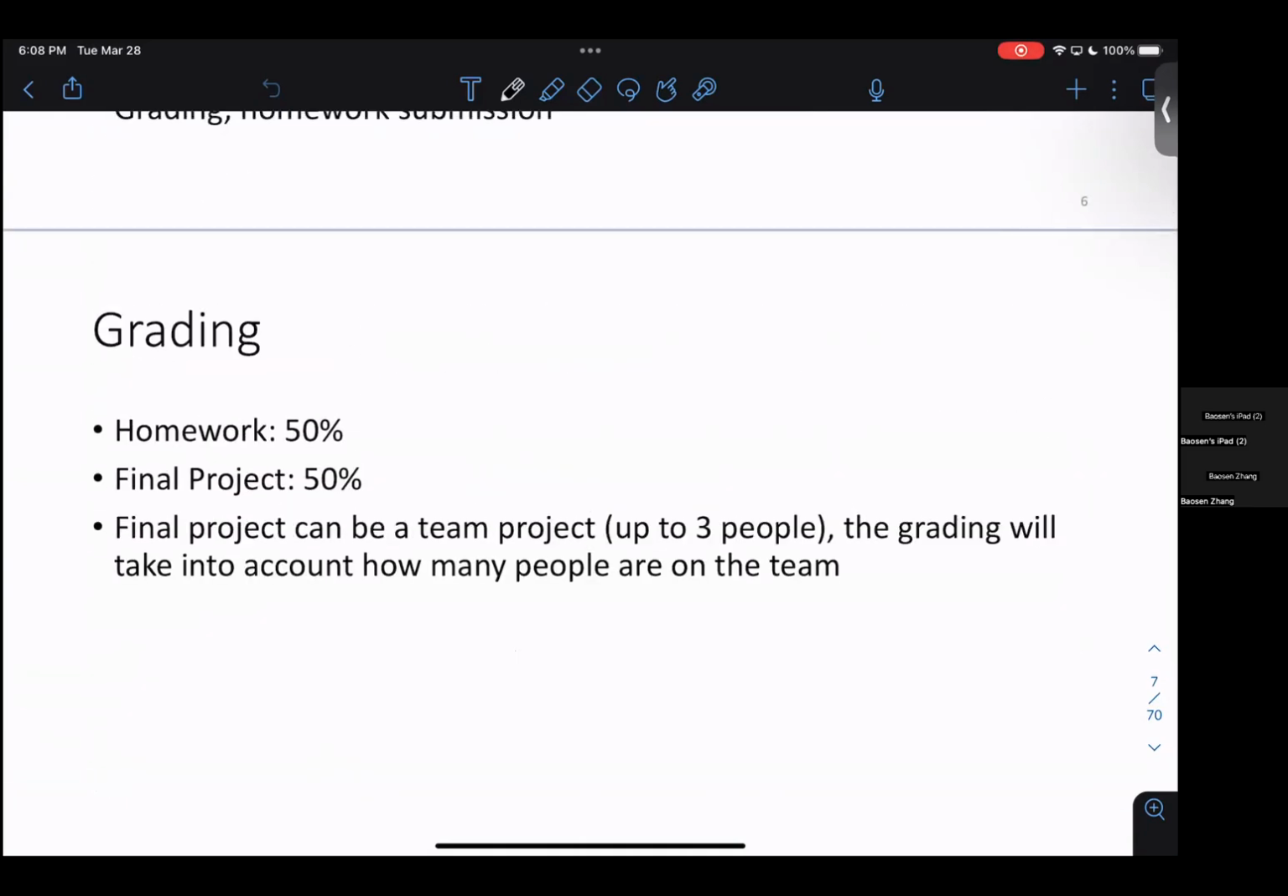Okay, grading. So we'll have homeworks, almost weekly homeworks, so about one every week. We have a final project, for you to try out the techniques we talked about in this course, for a bigger project. A project can be a team, and if you can't find a team, that's okay. The grading will take into account how many people are in a team. A team with 3 people, you're expected to do more than an individual. Any questions about the grading system?